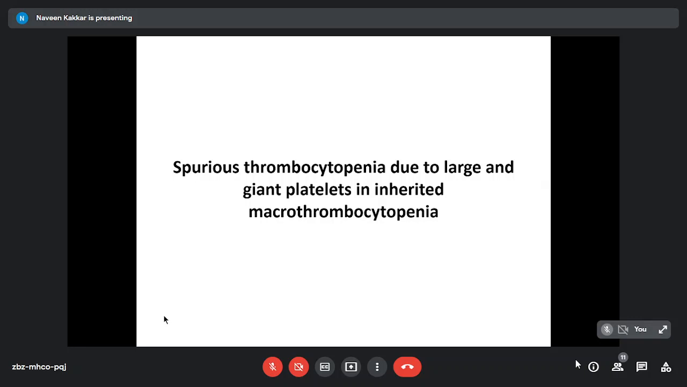What is the problem? Due to an inherited cause, the platelets are large and giant, almost RBC size. Most machines will undercount them because the volumes fall in the red cell zone. So you'll get a spurious thrombocytopenia, and you need to see a smear to make that correction to an actual count. Luckily, most Indian patients are asymptomatic, although there are some with bleeding disorders as well.